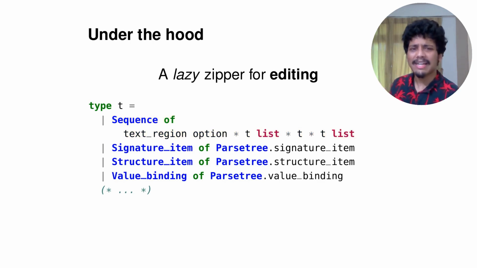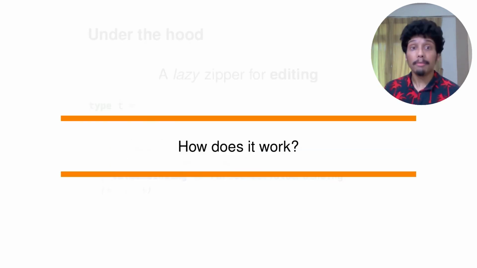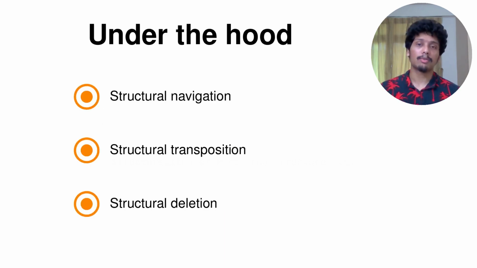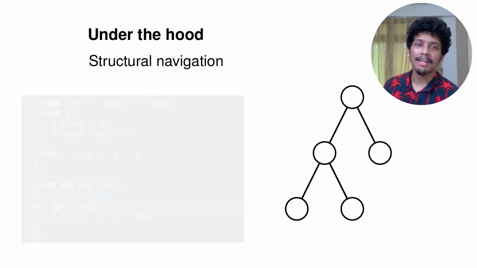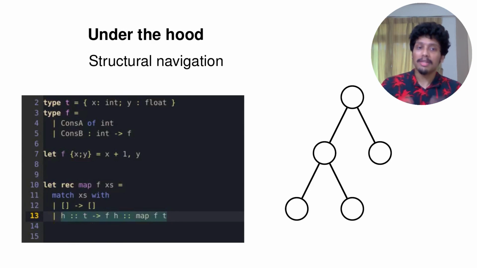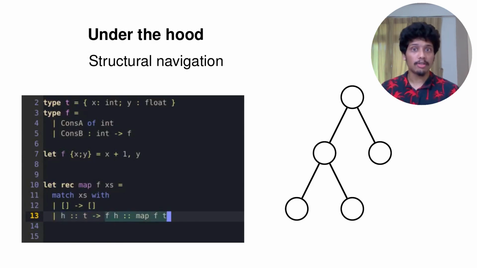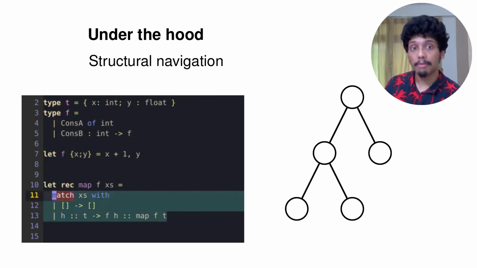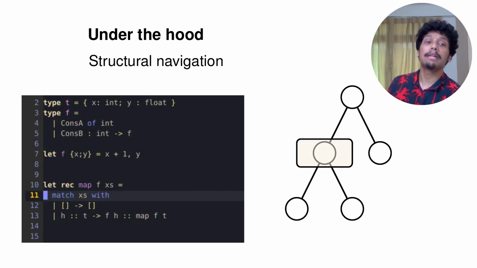But how exactly do we use this zipper to implement structural transformations? Well, to get an understanding of the intuition behind how this works, let's take a look at a few of the structural transformations that we've seen previously. Let's start with structural navigation. Now, as it just so happens, this concept of a focus node in the zipper maps one-to-one with this notion of a focused syntactic construct in our so-called zipper mode.